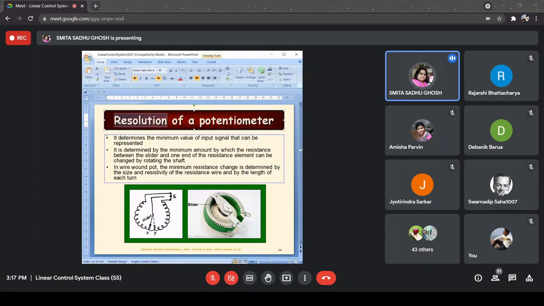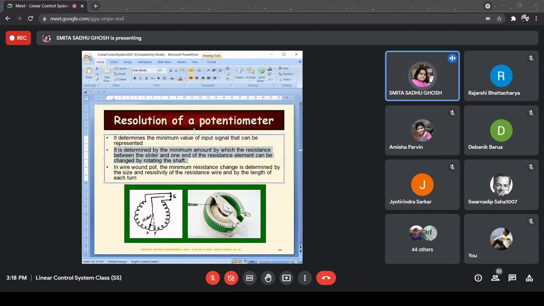So resolution determines the minimum value of the input signal which can be represented at the output side. It is determined by the minimum amount by which the resistance between the slider, that is this one, and one end of the resistance element can be changed by rotating the shaft. So as I told you, you can point either over here or there. But if you have some angular displacement which demands a smaller value to be represented at the output side, that will not be shown at the output side.